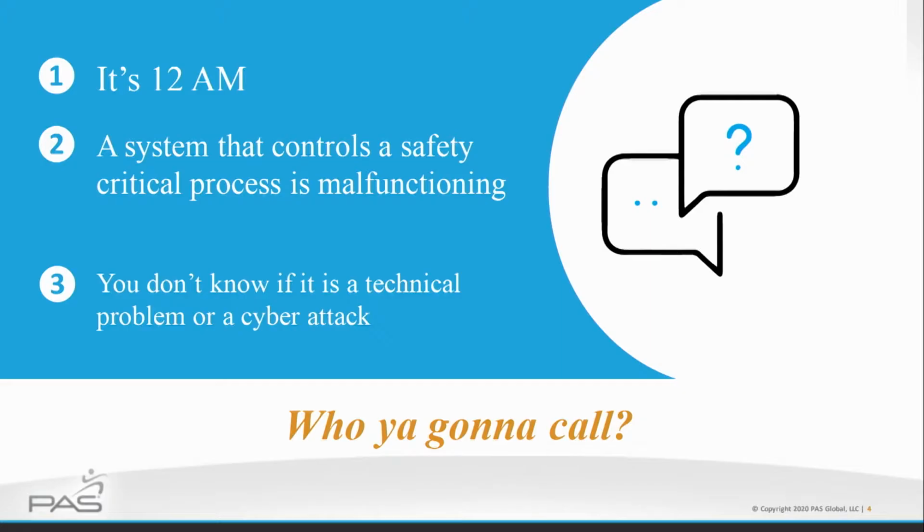So, it's 12 a.m. and a system that controls a safety critical process that's really important to my business isn't working right. It's acting squirrely and weird things are going on. The operators are on the phone. I don't know what's taking place. And you don't know, is this a technical problem? Or did we get hacked? What's going on here? So who are you going to call?